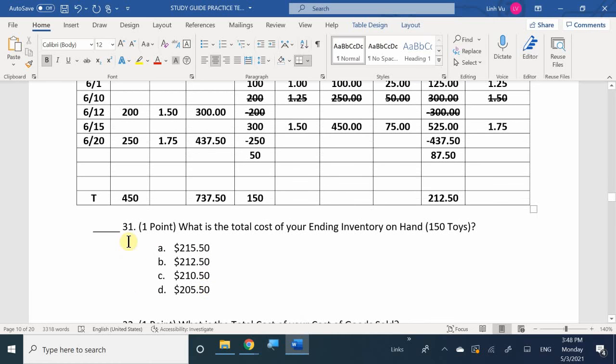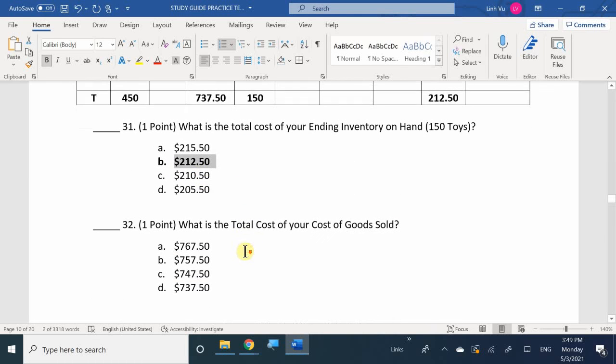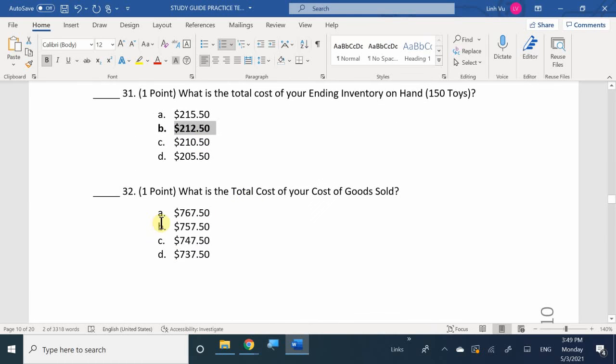So in this case, the question here for number 31 is, what is the total cost of your ending inventory? B. Okay. Just a quick glance. That's what I do when I take a test. That's why you should read very carefully, right? I could do something like this. This was 15 instead of 12, okay? And then of course, the last question is, what is the total cost of your cost of goods sold?